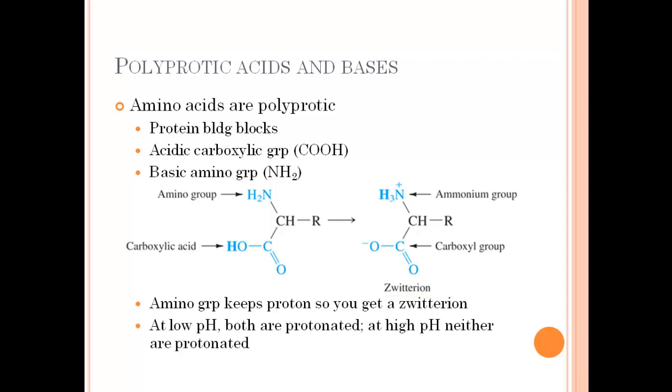At low pHs, both the ammonium group and the carboxyl group are going to be protonated, but if you're at high or basic pHs, neither of them are going to be protonated. So now we know some new terms. We know what a zwitterion is. We've reviewed what amino acids are and what makes them amino acids. The amino part is the NH2 group and the acid part is the COOH.